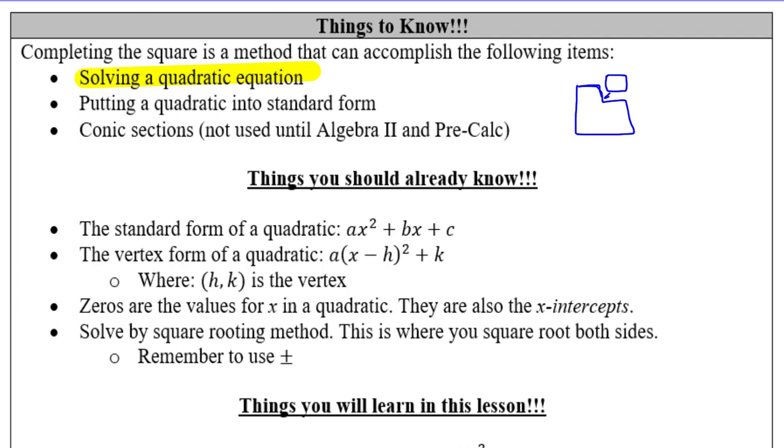Oh, and this should say vertex form. Man, I went this far without a typo. Yes, this should say vertex form.